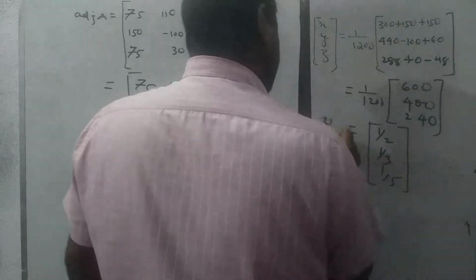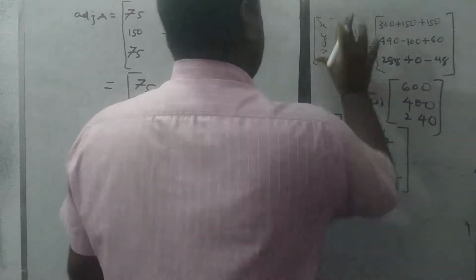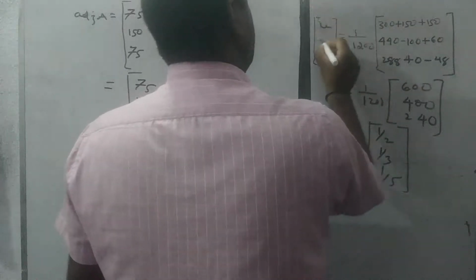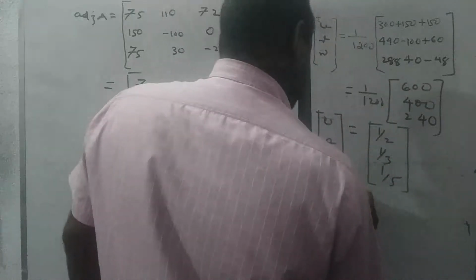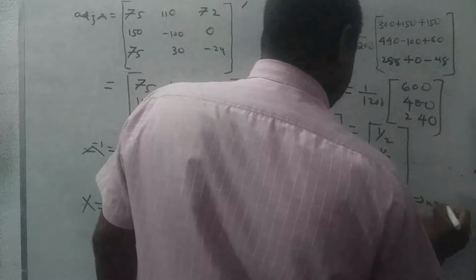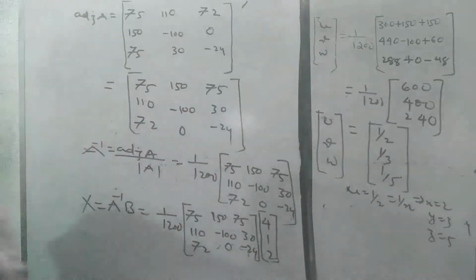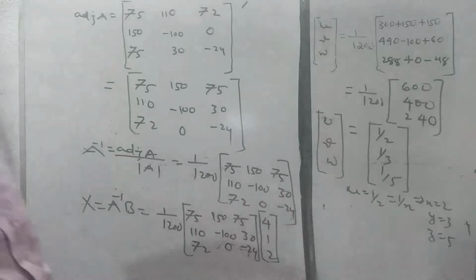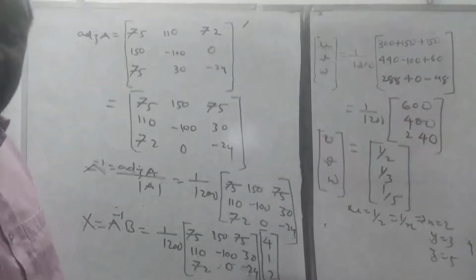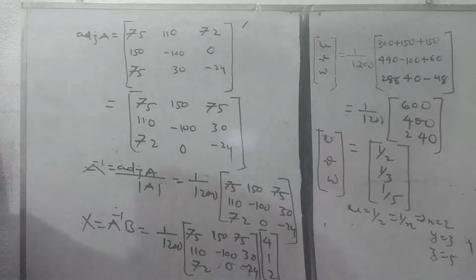So the values of u, v, w. Here also the value of u, v, w: u is equal to 1/2 is equal to 1/x. So x is equal to 2, y is equal to 3, z is equal to 5. So this is the complete solution of this question.